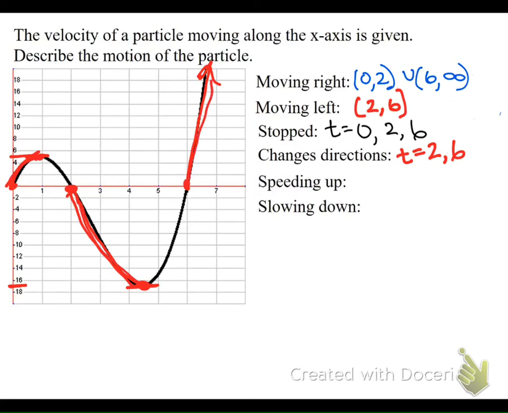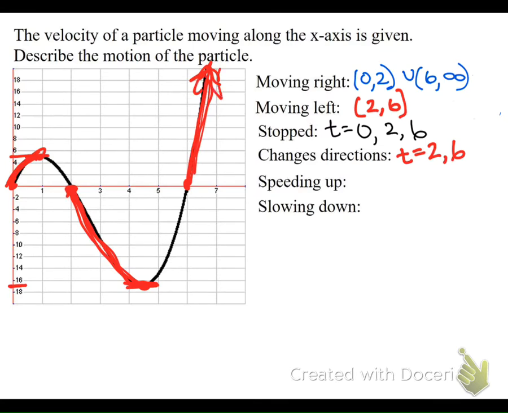These spots right here in red, those are speeding up. Going away from 0. Here's 0, that's a speed of 5. This is 0, this is a speed of 17. So from 0 to 17, speeding up. Going away from 0, speeding up. Going away from 0, speeding up.